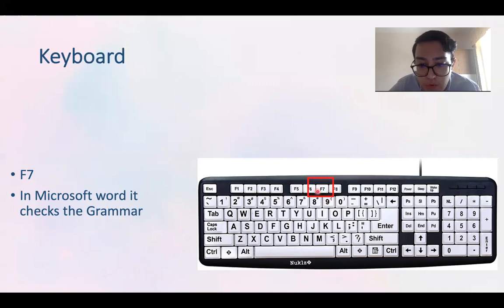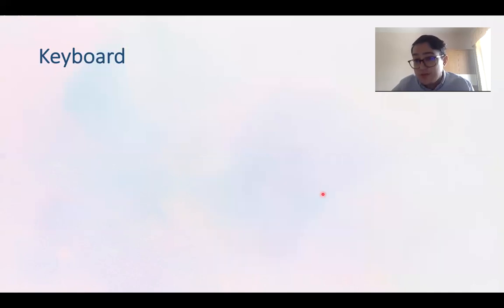So F7 is right here on the top. You can see it. Can you find it on your keyboard? All right. Once you find it, if you go to some document, for example in Microsoft Word, and press F7, it will check the grammar for you. It will tell you how much is correct, how much is wrong, and that's about it. That's what it does, to check the grammar, which can be very useful when you're writing a long essay.